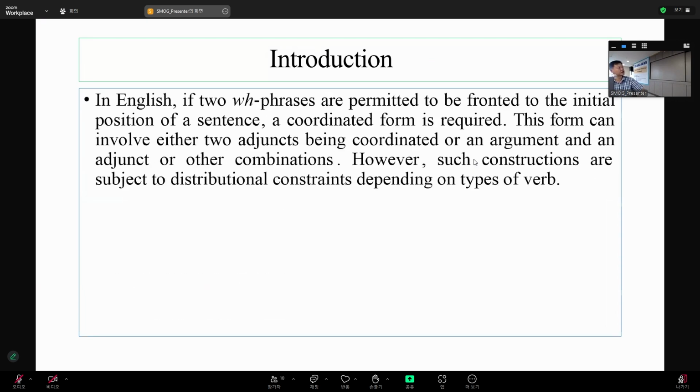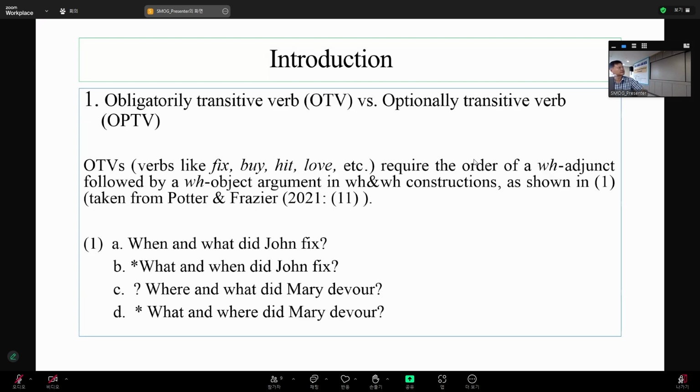In English, if two phrases are permitted to be fronted to the initial portion of a sentence, a coordinated form is required. This form can involve either two adjuncts being coordinated, or an argument and an adjunct being coordinated, or other combinations. However, such constructions are subject to distributional constraints depending on types of verb. Okay, let's go into details.